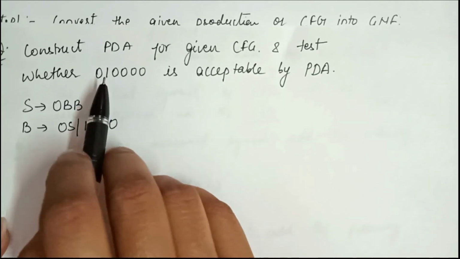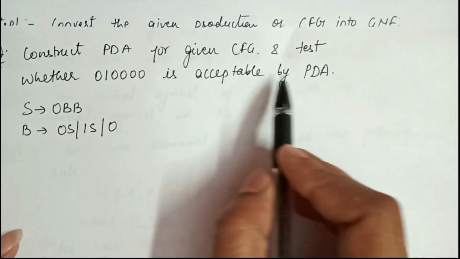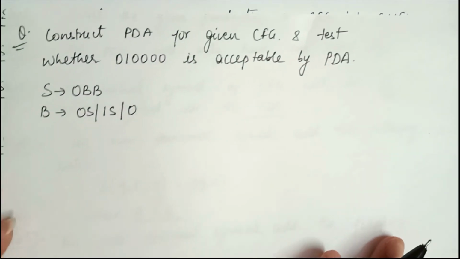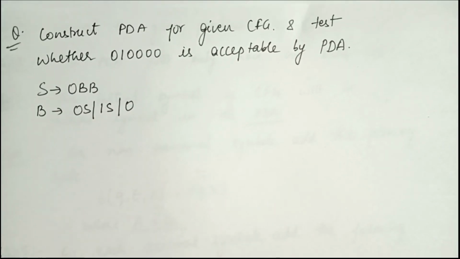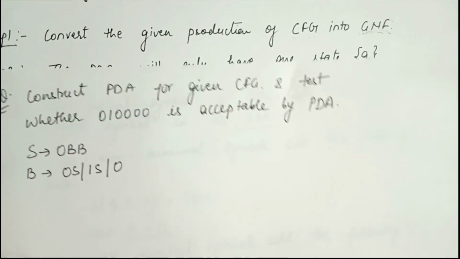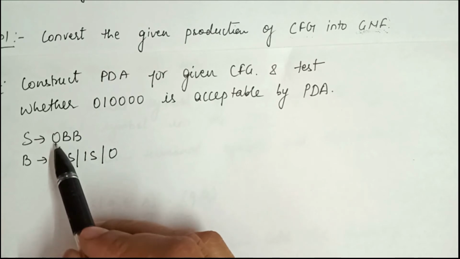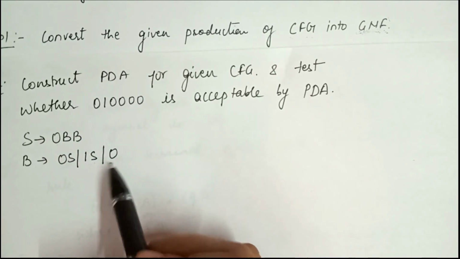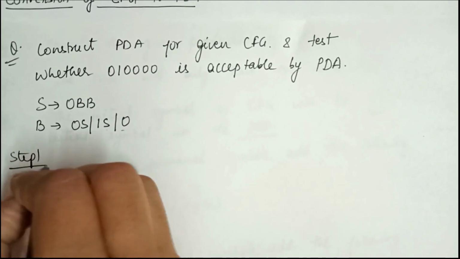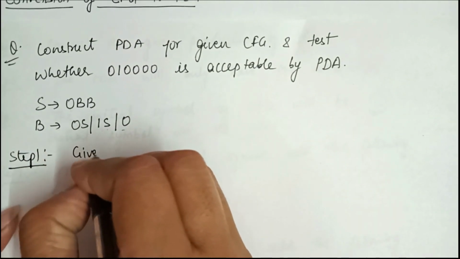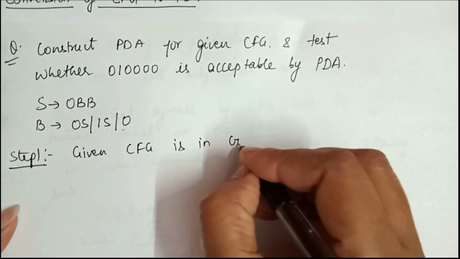Now we check whether the string 0 1 4 times 0 is acceptable by the PDA or not. First we have to convert this context free grammar into a PDA. The steps are as follows. First we check whether this context free grammar is in GNF form. So this is GNF. Step 1 is: the given CFG is in GNF form.